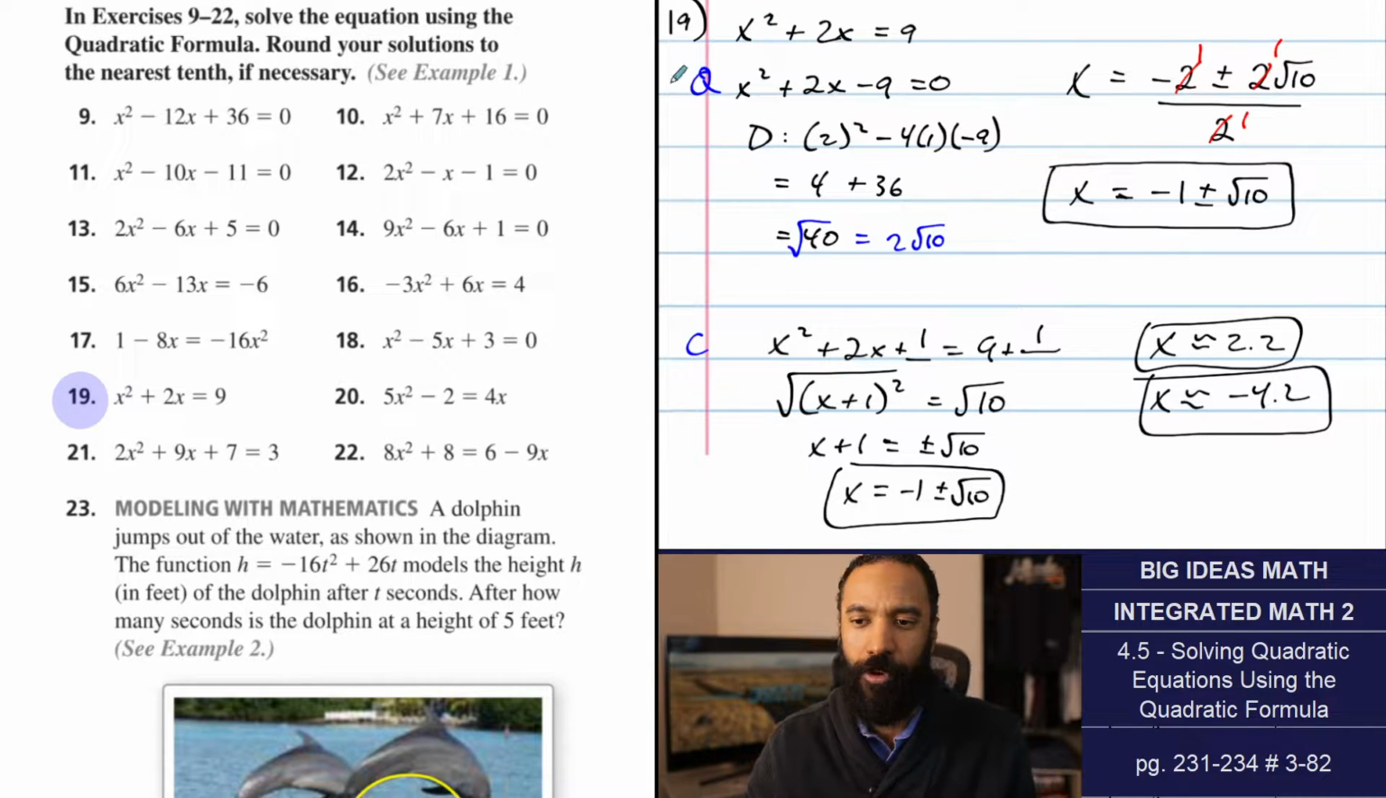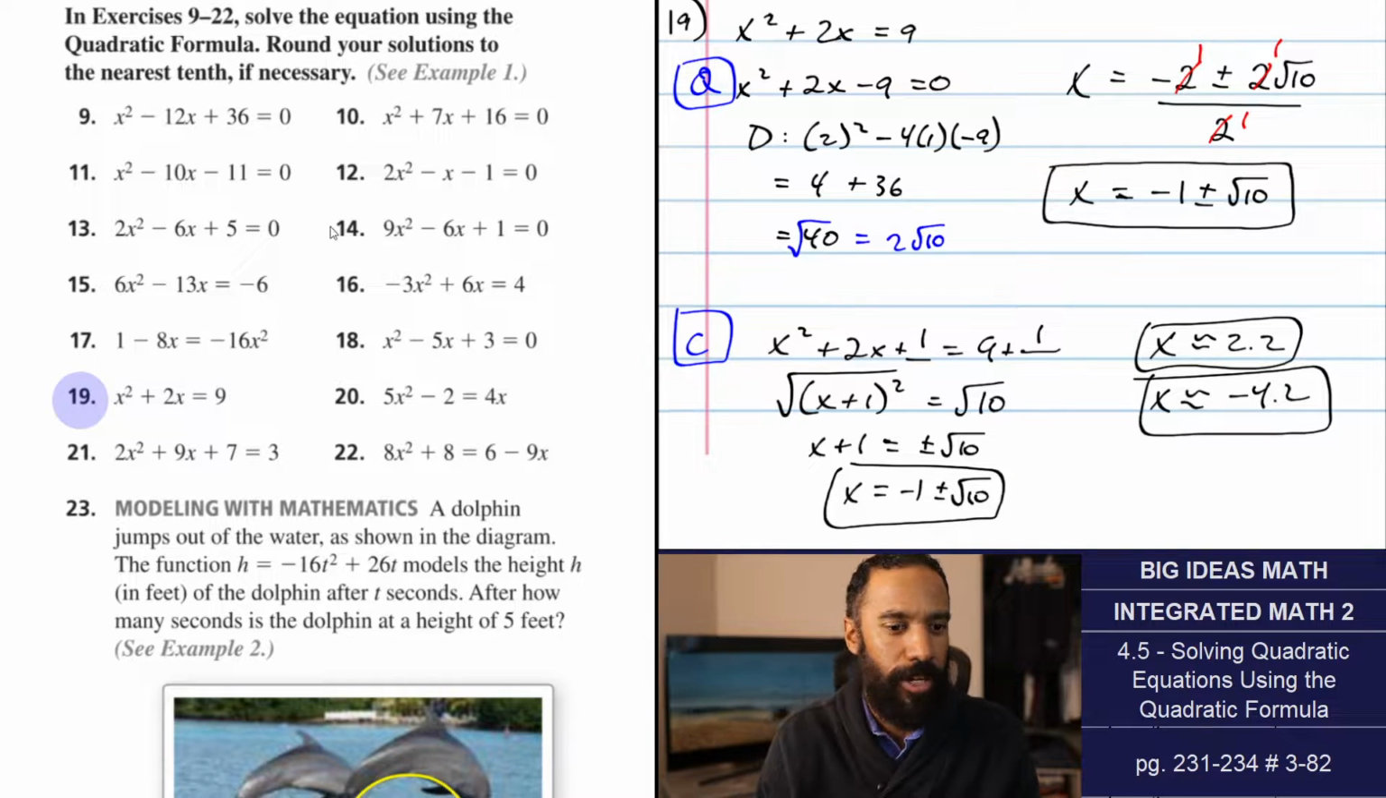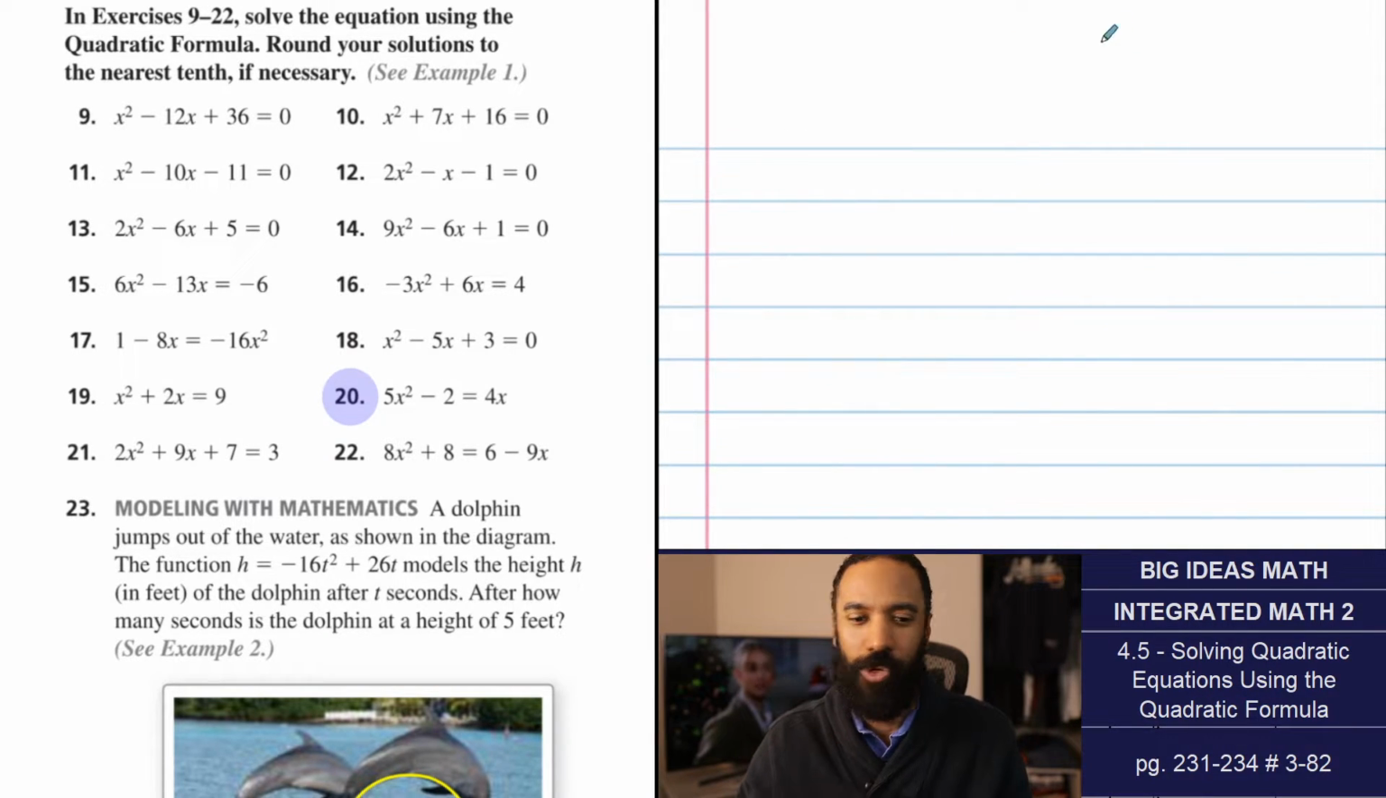Okay, so there was quadratic formula and completing the square for number 19. I'm only going to do quadratic formula here on out. I just wanted to show that. And I would not dare do completing the square on this problem. Anyway, we good. Quadratic formula, you win on this one.